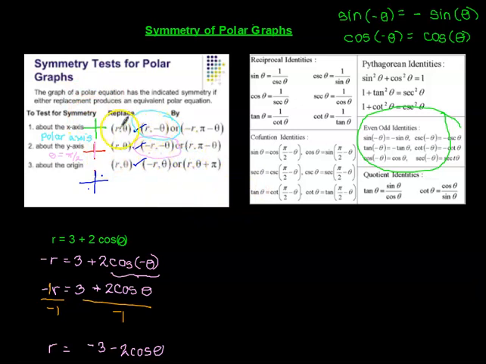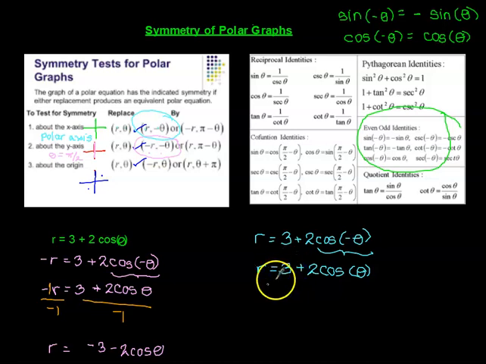So from here, I'm going to change the r. Well, I'm going to keep it as r, but I'm going to replace the theta with negative theta. So r stays the same, 3 plus 2 cosine of negative theta. And again, I know that this, from the even and odd identities, is cosine of theta. Bring everything else down. R is already positive, so nothing needs to change here. It does happen to be the same as it was before as the original, so that means it's symmetric with respect to the x-axis.